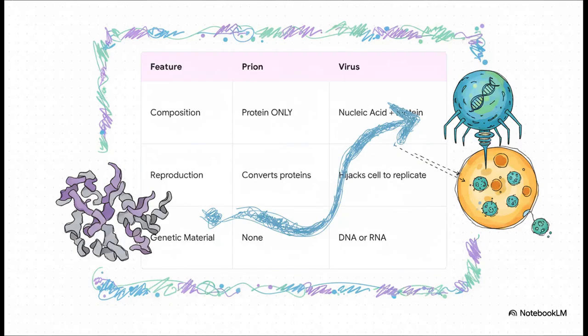And looking at this really brings into focus what makes a virus a virus. A virus is, at its heart, a genetic parasite. It has a blueprint, and it hijacks a cell to copy that blueprint. A prion has no blueprint. It's an infectious shape, a physical corruption that just spreads by touch. Understanding that difference really solidifies what a virus is and what it isn't.